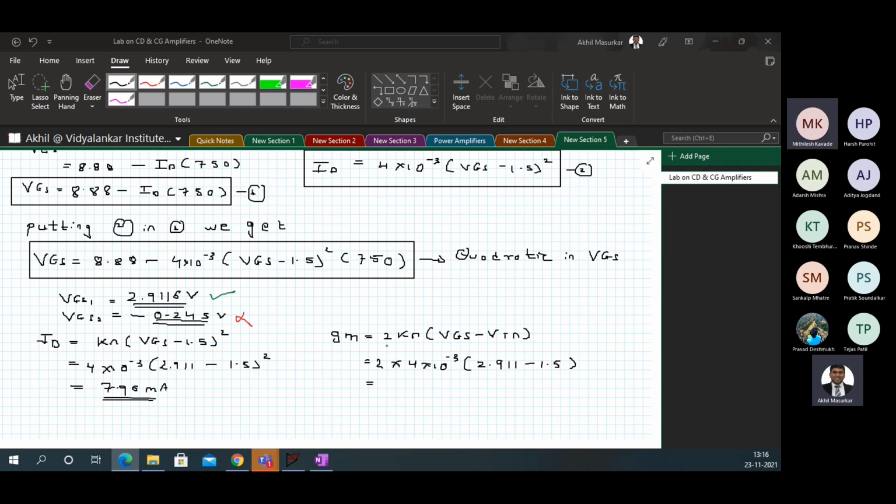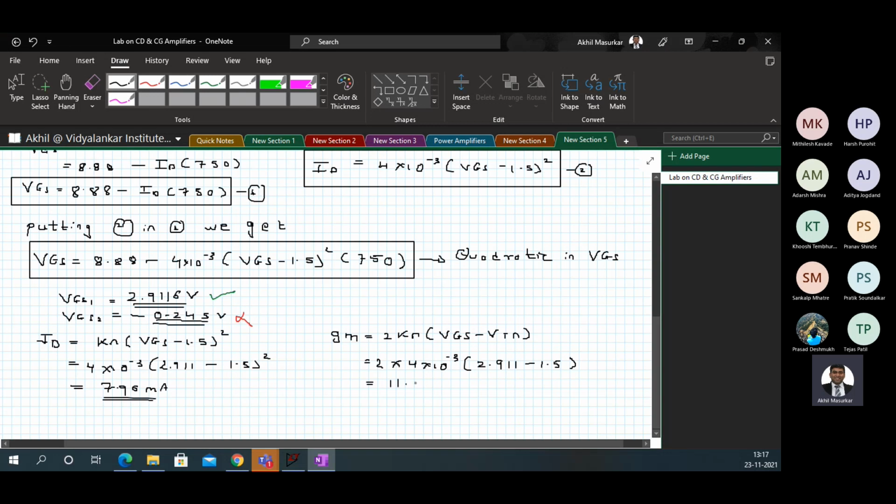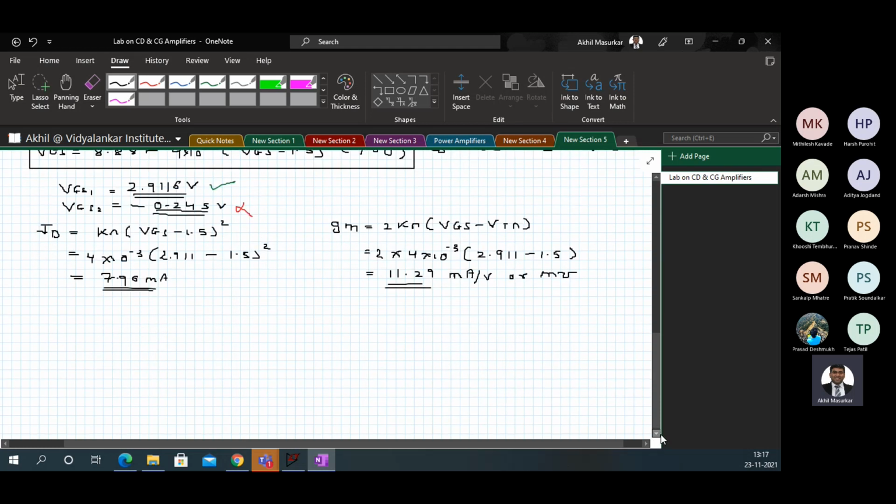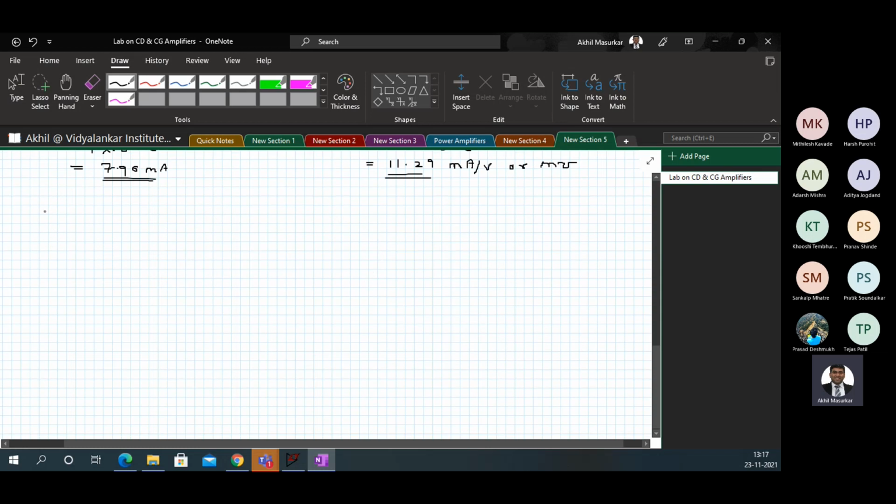Okay, that means 11 point something millisiemens, sorry, millimhos. So it will be 11.29 milliamperes per volt, or we can write millimhos. Okay, so the DC analysis is complete, and now we are going to see the AC analysis.